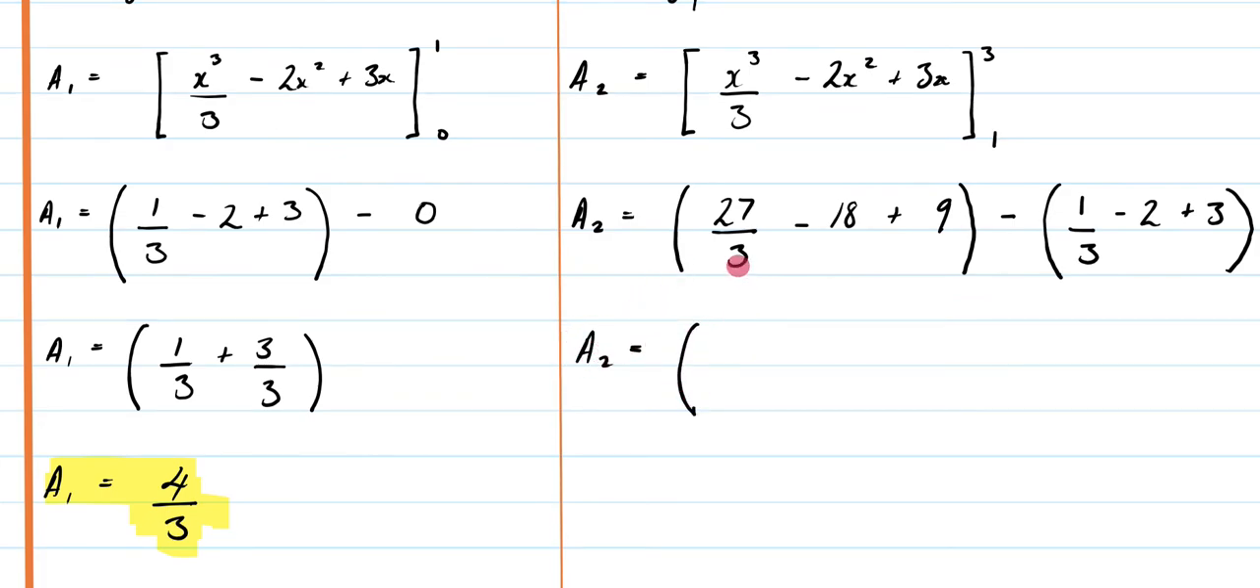So we know that all of this is going to end up being 0 because, well, let me just write it out. 27 over 3 is going to be 9 minus 18 plus 9. So hopefully that working right there shows you it's going to be 0.